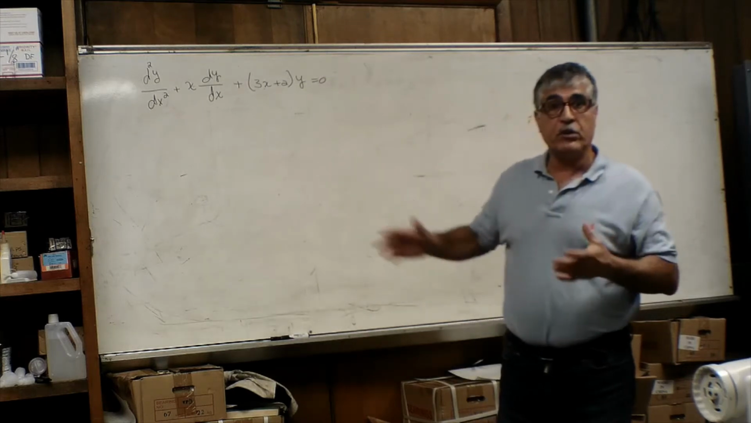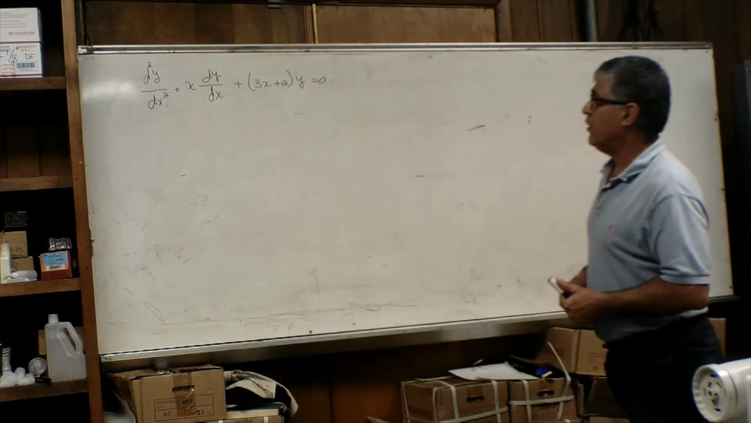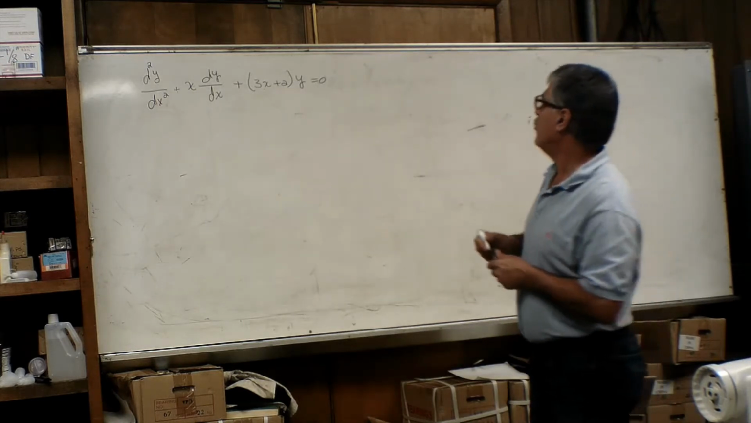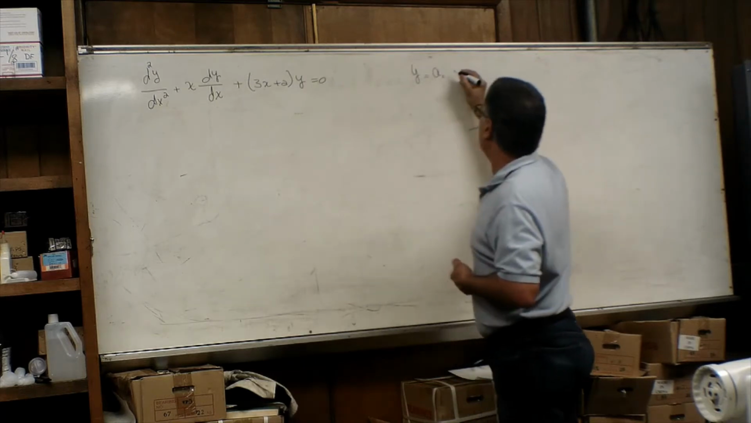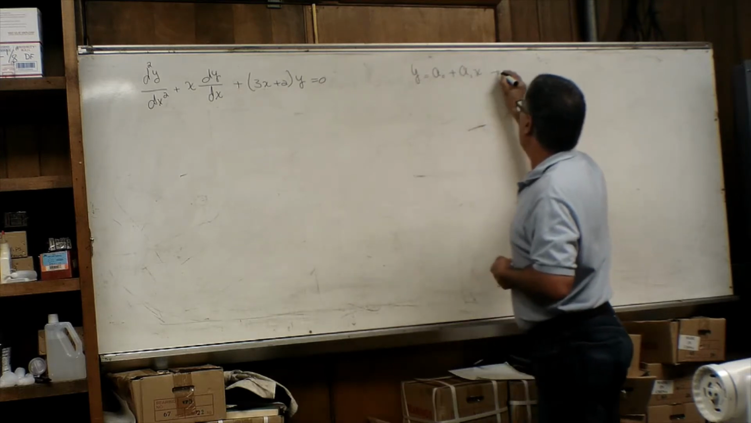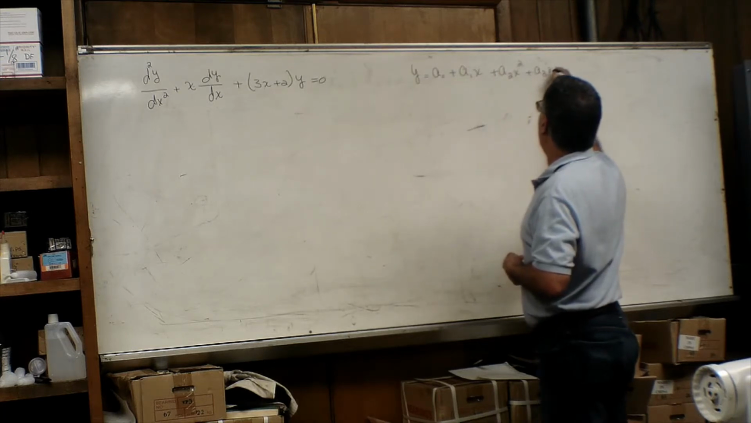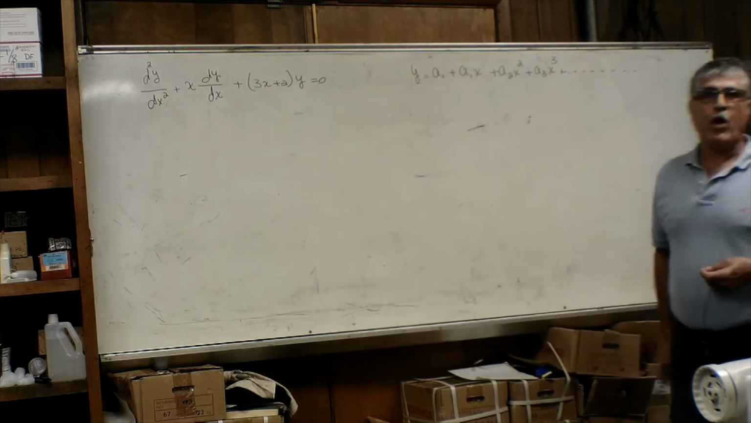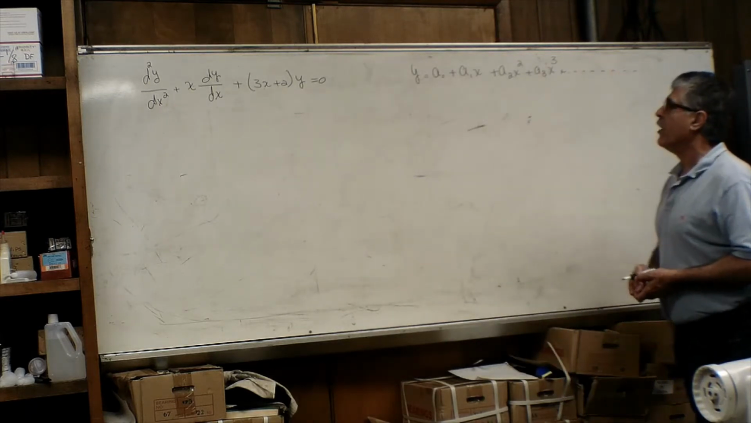You can use this method in solving all sorts of equations like this. In series, we can write a general solution for the differential equation like this: y is equal to a0 plus a1x plus a2x squared plus a3x cubed and so on. Usually the problem might ask us to what order we should get the answer to.